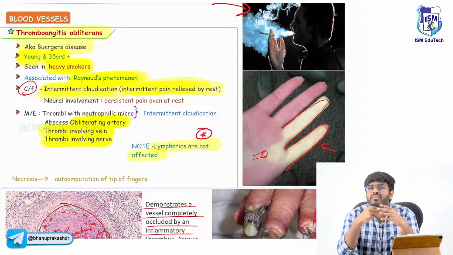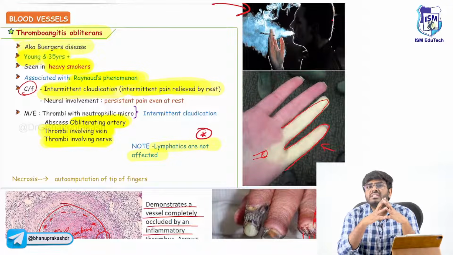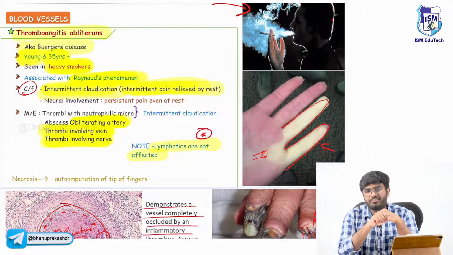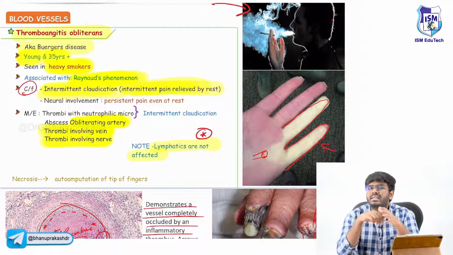Next, what are the 2 types of large vessel vasculitis? The 2 types of large vessel vasculitis are temporal arteritis or giant cell arteritis, and Takayasu arteritis. Which disease is called pulseless disease? Takayasu arteritis. Both the temporal and Takayasu are granulomatous vasculitis.